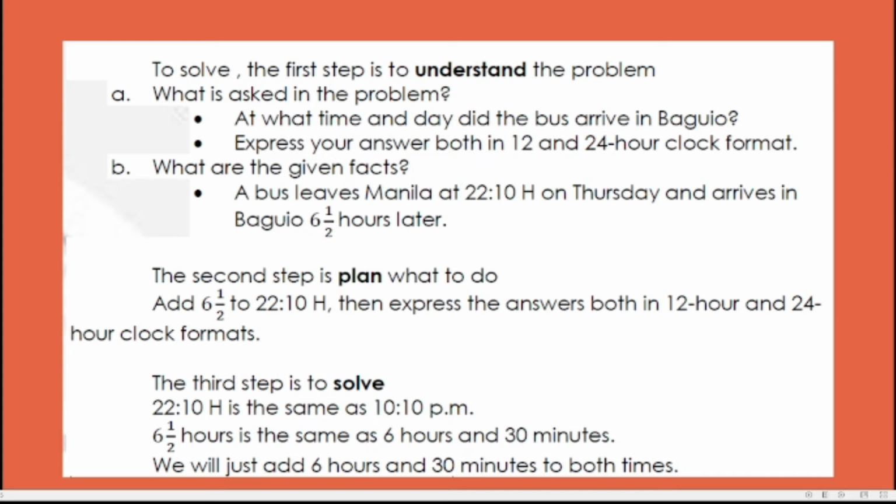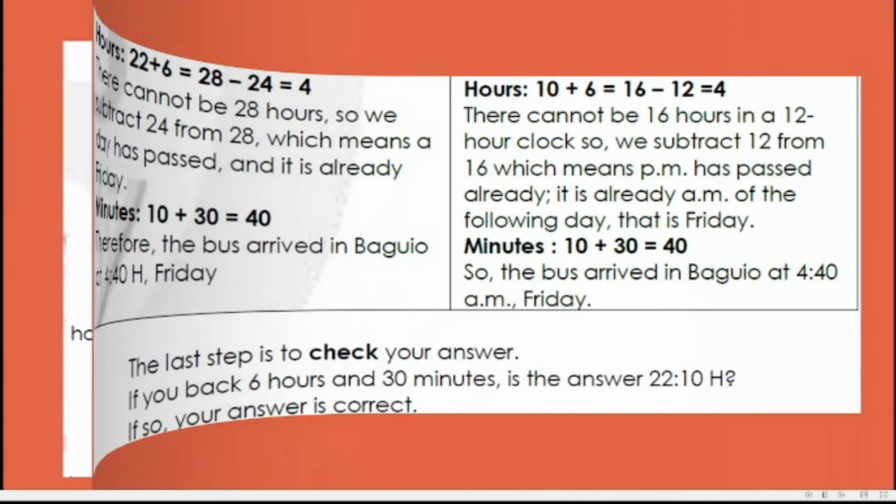The second step is to plan what to do. Add 6.5 to 22:10 hours, then express the answer both in 12-hour and 24-hour clock format. The third step is to solve. 22:10 hours is the same as 10:10 p.m. 6.5 hours is the same as 6 hours and 30 minutes. We will just add 6 hours and 30 minutes to both times.